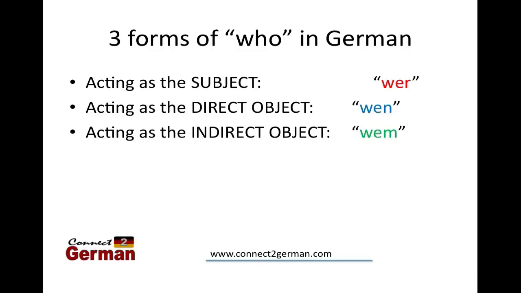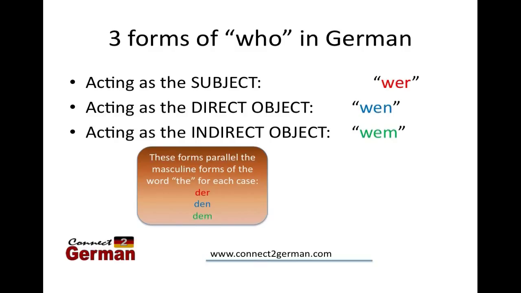These are our 3 forms, and it actually lines up if you think about the masculine forms for the word the. As the subject, it's der. The direct object, it's den. Indirect object is dem. And notice the R, N, and M at the end. So for asking the question word who or whom, it parallels that very nicely.